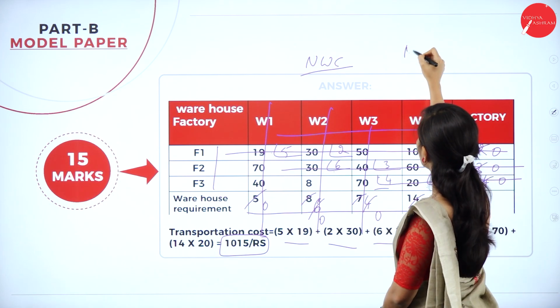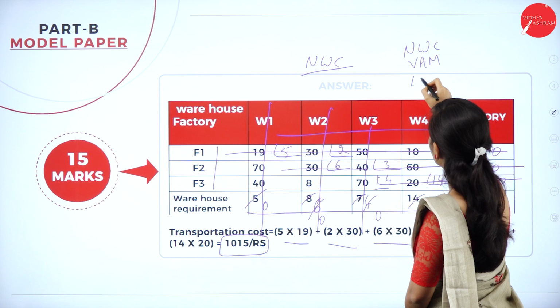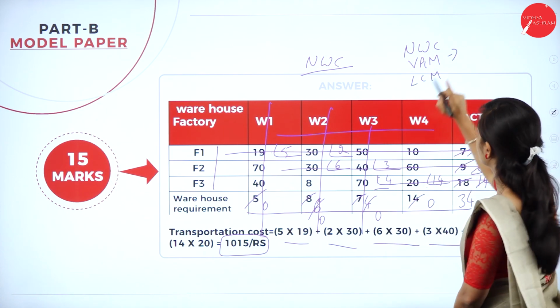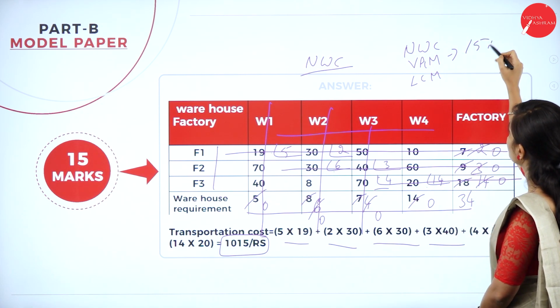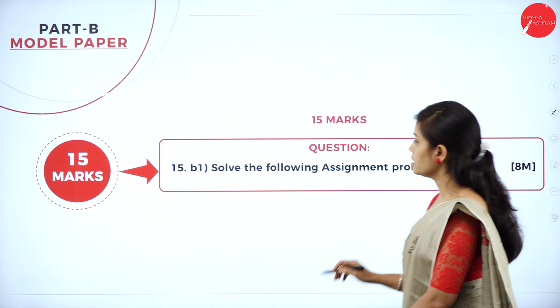So among these 3 concepts and the least cost method, definitely one problem will be there and one computational procedure. So you can score 15 marks. Clear? And the next one is 15B1.